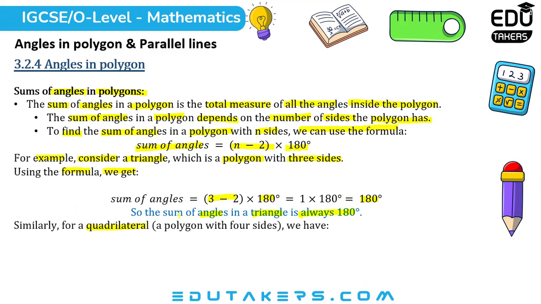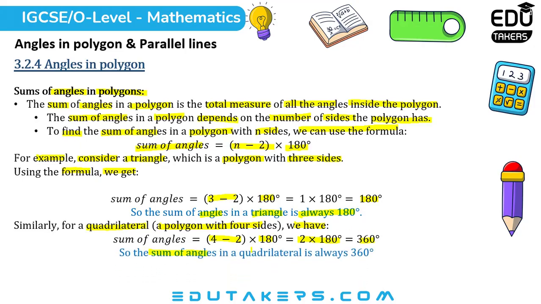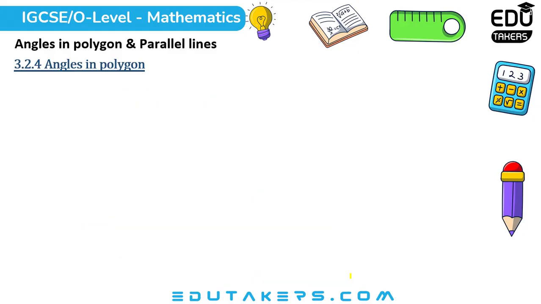Similarly, for a quadrilateral, which is a polygon with 4 sides, we have sum of angles equals (4 minus 2) times 180 equals 2 times 180 equals 360 degrees. So the sum of angles in a quadrilateral is always 360 degrees. This formula works for any polygon regardless of the number of sides.